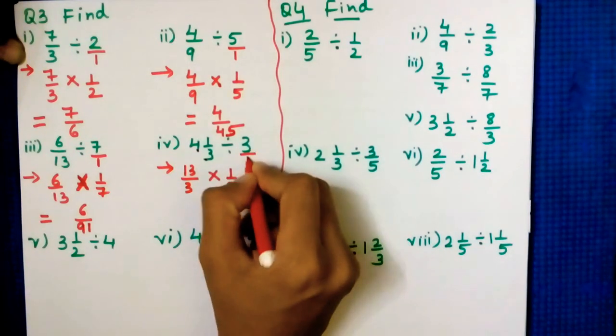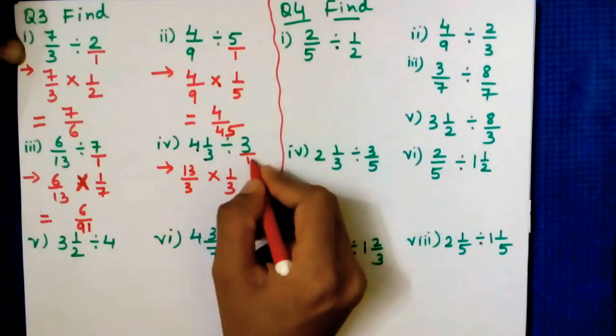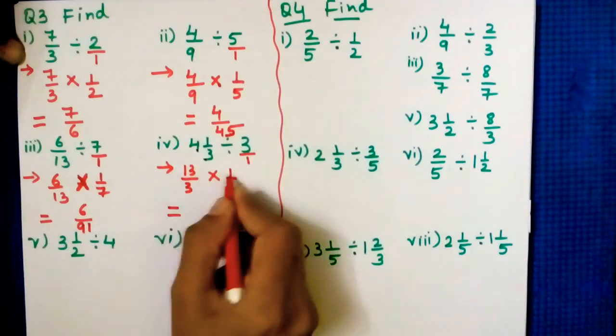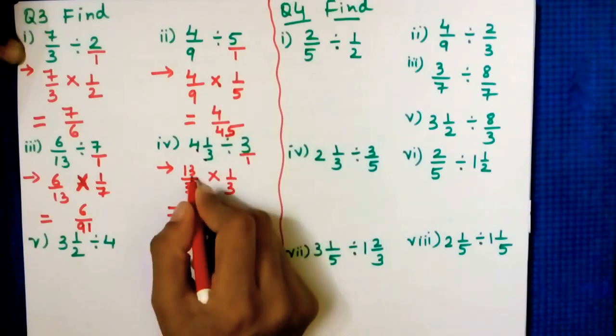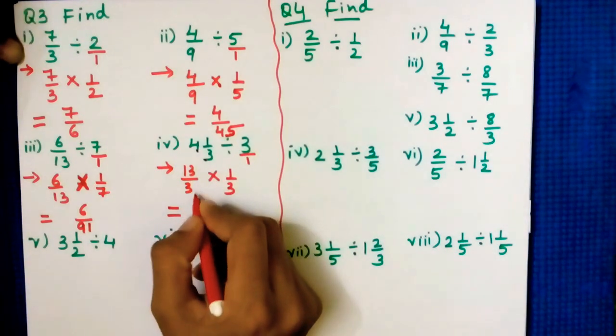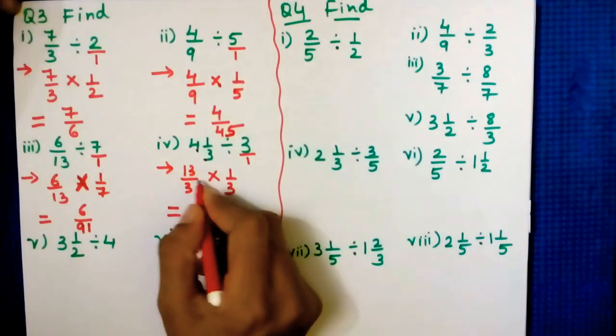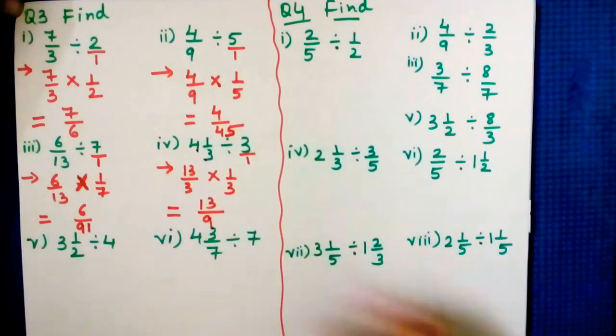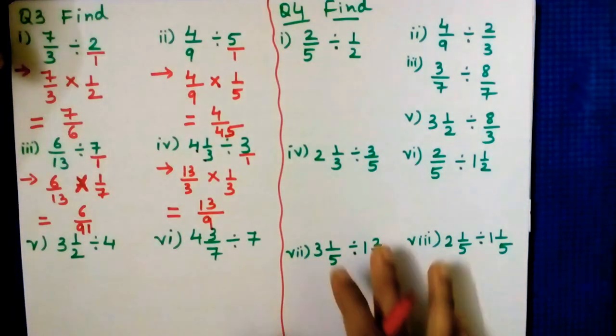Here, as I told you, you can write it over 1. So 3/1, and now the reciprocal is 1/3. Again cancellation is not possible, so we multiply. 13 and 3 will never come in the same table, so we have to multiply. 13 into 1 is 13, and 3 threes give you 9. So 13/9 is your answer.